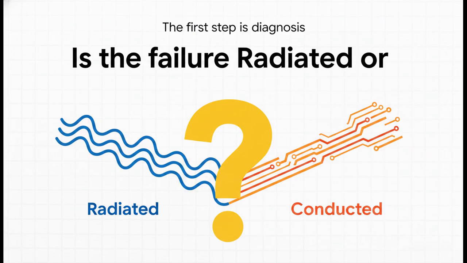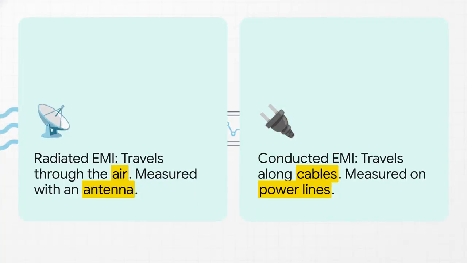You gotta know, these two failure modes are completely different animals. They're measured differently, they happen for totally different reasons, and most importantly, they are fixed in completely different ways. Getting this first diagnostic step right, well, it's everything. And this breaks it down perfectly. Think of radiated EMI as invisible noise that's literally escaping your device and traveling through the air, kind of like a rogue radio broadcast. Conducted EMI, on the other hand, is noise that hitches a ride directly on your power and signal cables. So, in short, one flies through the air, the other rides the wire. Let's take a closer look at the one that flies.